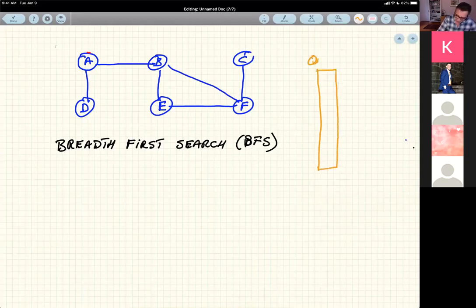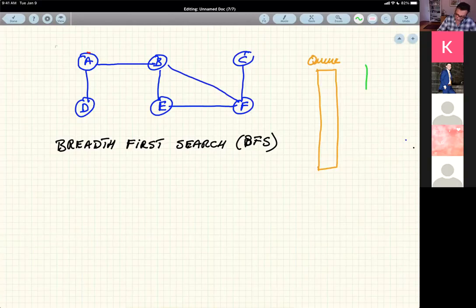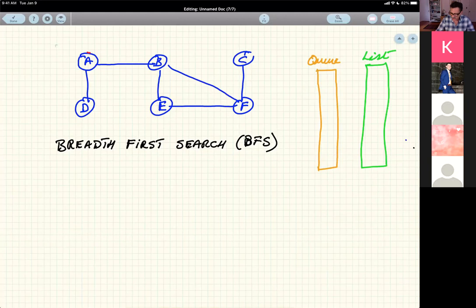That's a queue. And I'm going to need also a list or a set. So this is where you're going to start seeing in graph algorithms us using other data structures in order to accomplish the traversal and the things that we want to do with these graphs that we are working with.